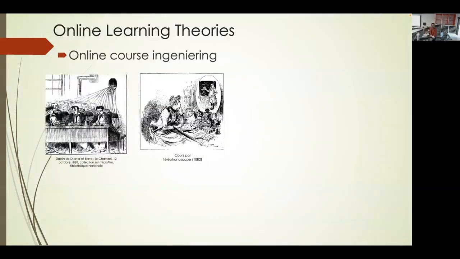So let's see the theory on online learning. Online learning is really connected to the industrial production. So you see this drawing from 1880 or 1882. It was connected to the massification. It's a picture from this year. Massification and industrialization were always associated to distance.